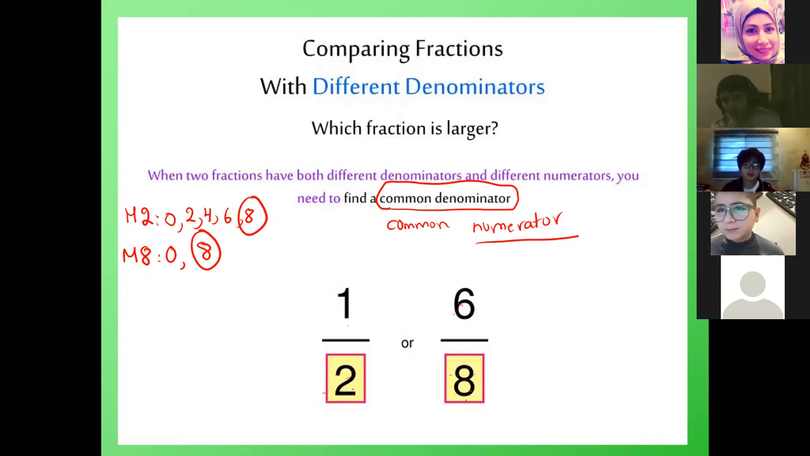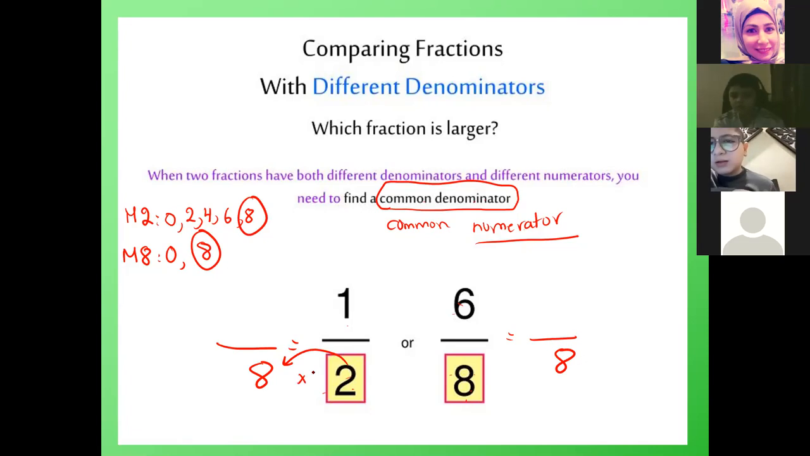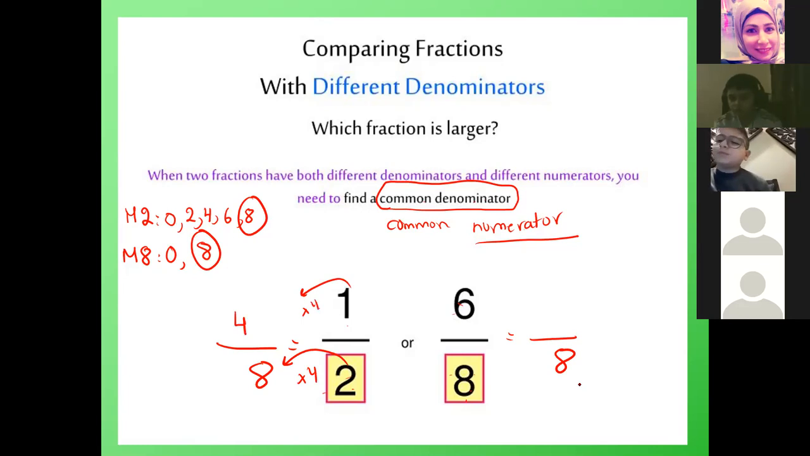Now I will write the fractions. We said that the common denominator is 8, so I copy the common denominator in both fractions. 2 times which number equals 8? 2 times 4. Multiply up and down by 4. And here, which number in table 8 gives us 8? 8 times 1. Multiply by 1 up and down. 6 times 1 is 6.